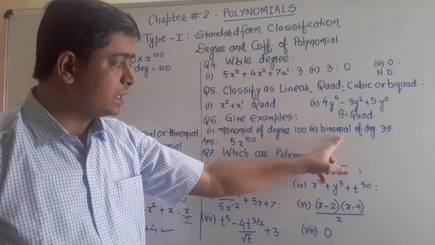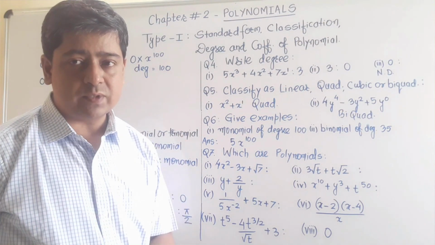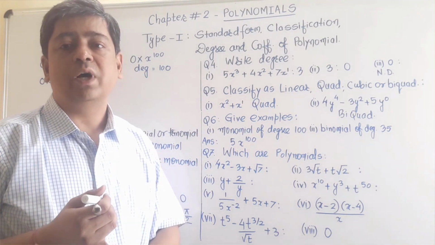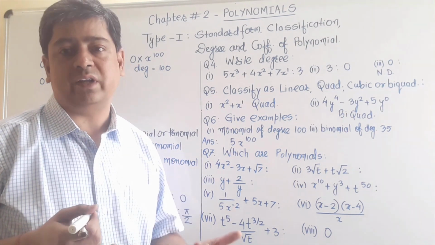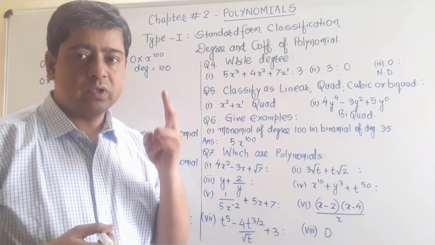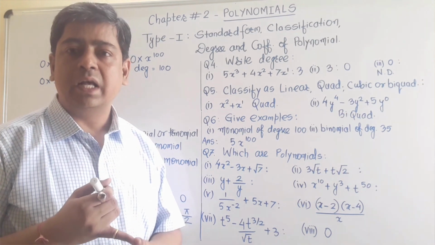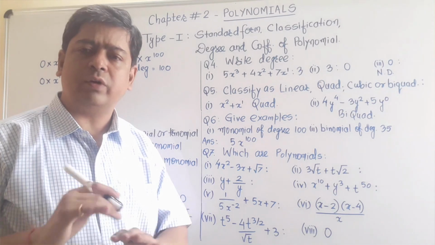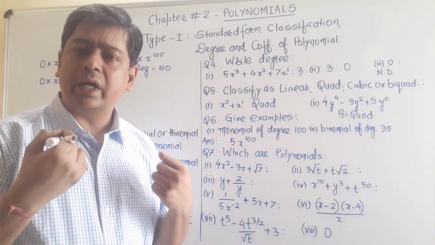Similarly, look at the second part. Binomial of degree 35. Binomial means two terms are there, and out of the two terms, one term should have power 35 and the second term should have power below 35. It cannot go more than 35, in that case degree will not be 35. So take two terms. One term you take the power of variable 35, and for the second term take the power of variable below 35. Below 35 you are free to take any power, like 30, 25, or you can take power 0 also.